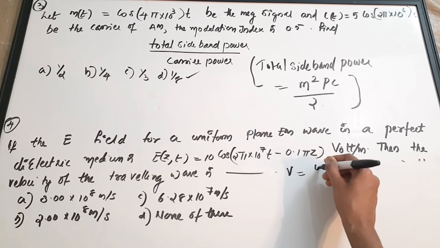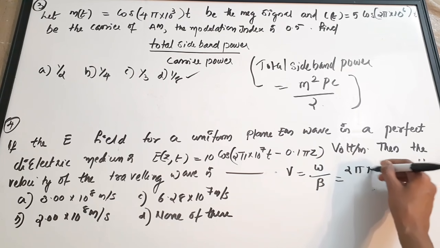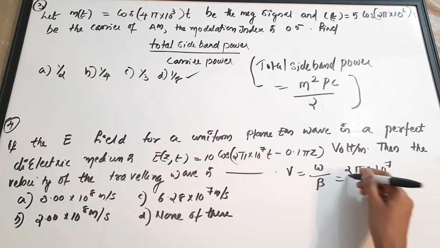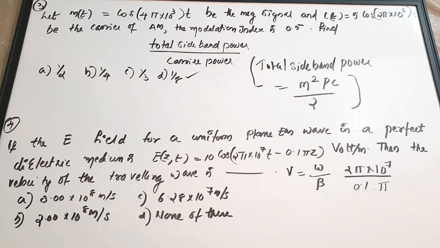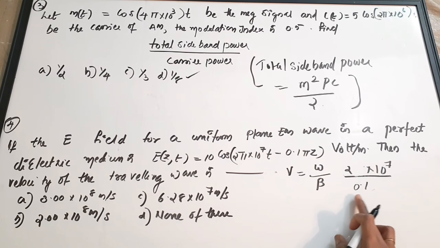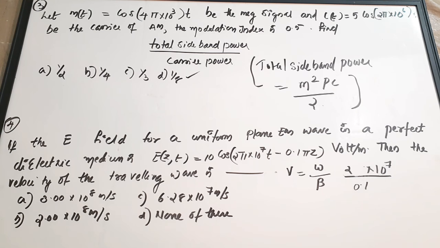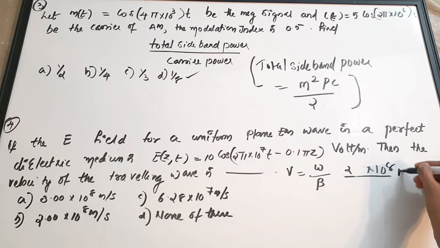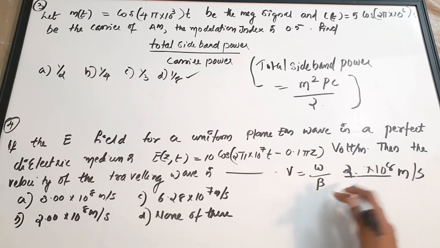Velocity v is equal to omega by beta. What is omega? Omega is 2 pi into 10 raised to 7 by 0.1 pi. Now this pi and pi you can cancel out. And 2.1 you can write it as 10 raised to minus 1. And if you take that to the numerator, it will be 10 raised to 8, right? So this is the answer for this question. 2 into 10 raised to 8 meter per second.